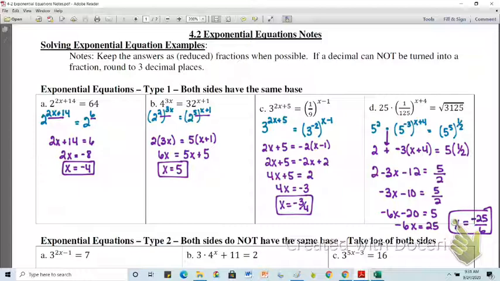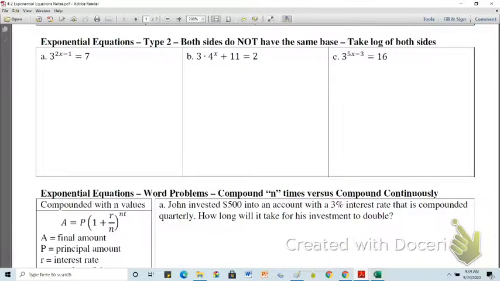From here, now we're going to move on to type 2. So again, type 1 was where I could rewrite them all using the same base. Type 2 is that I can't, and so we're going to have to take the log of both sides in order to solve them. So first thing I have to do for exponential equations is get it to where you just have an exponential equals everything else. So I need to have the exponential isolated, which I do in this case. So as soon as I do that, I'm going to take the log of both sides.